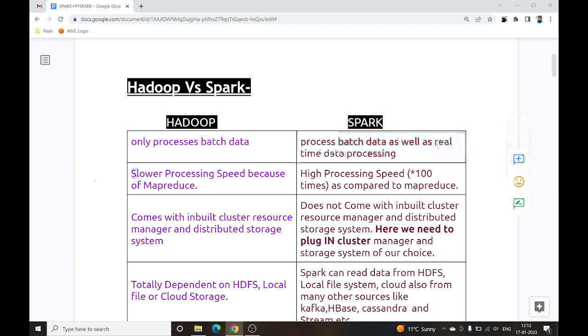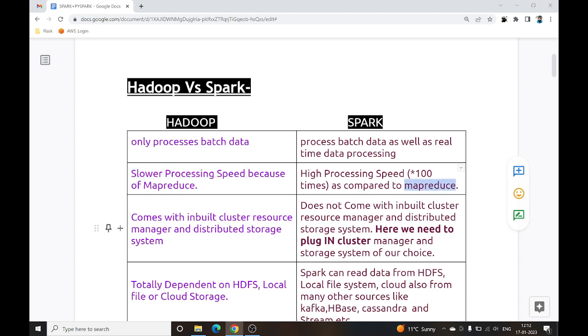Slower processing speed. This was the major problem with Hadoop, where it was using MapReduce and the Java programming language. That is why it was taking inputs in the form of key value pairs, and that is why it was highly slow.